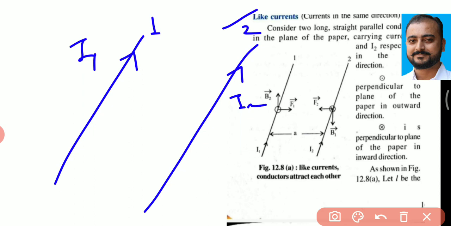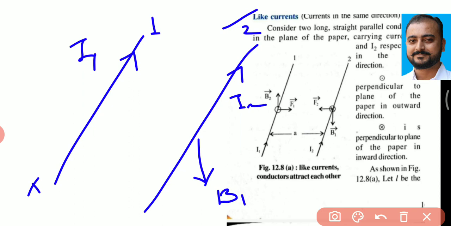Let me consider that as per the right hand rule. You have to apply the right hand rule for this conductor. As you apply the right hand rule to this conductor, the magnetic field produced on the second conductor has a direction in the downward direction, like this. This is the magnetic field experienced by conductor 2 but due to conductor 1. I will represent this magnetic field as B1.